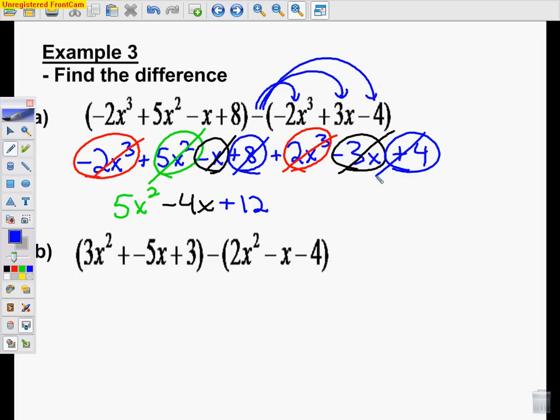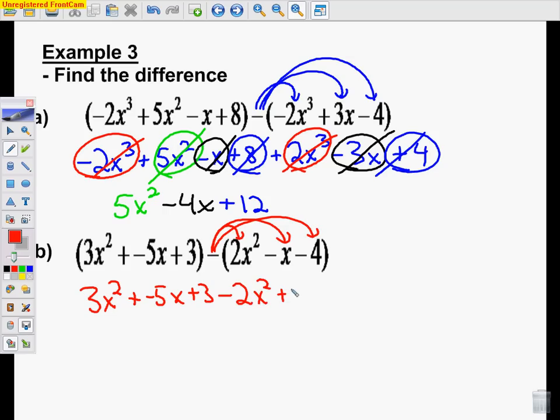All right, same thing down here in part B. We're going to take this negative sign and distribute it into the second polynomial, because that minus sign belongs to everything. The first polynomial, again, we're just going to write it down. And then if you distribute that minus sign, that will become minus 2x squared plus x plus 4. And then we're going to go ahead and combine like terms. 3x squared and a negative 2x squared combine to just be 1x squared.